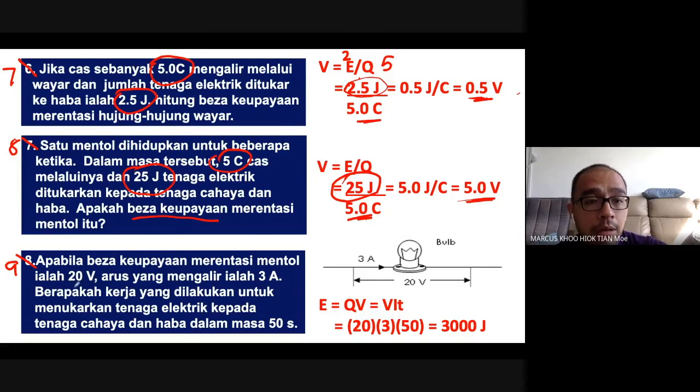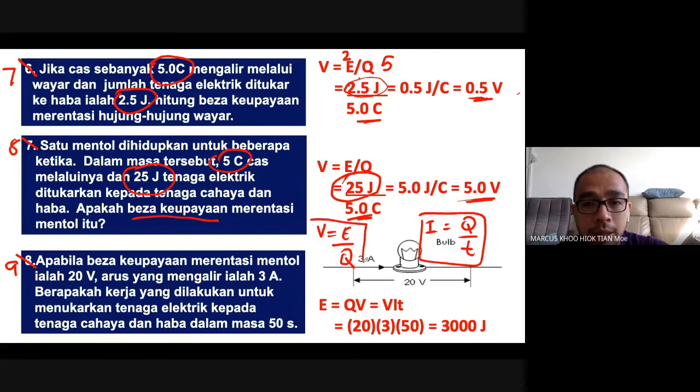Now this last one, I'm purposely showing you this one. So we know that V equals E over Q. And at the same time, I also said that I equals Q over T. So I can combine these two formulas by substituting the Q over here.